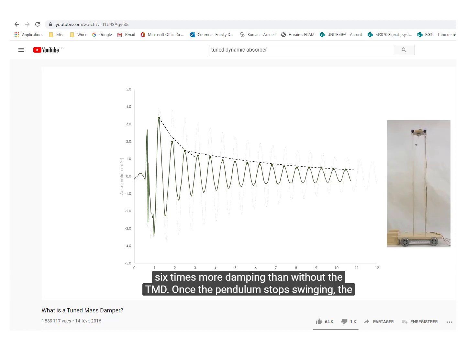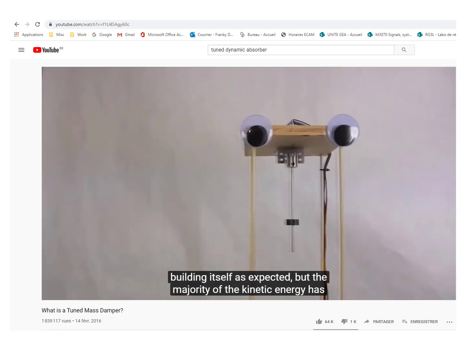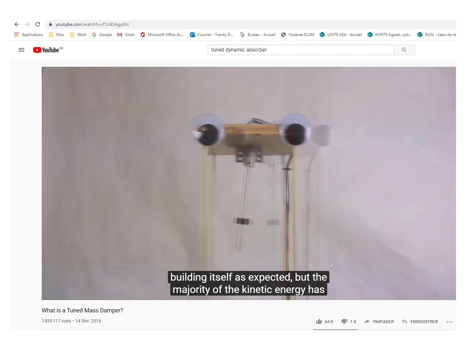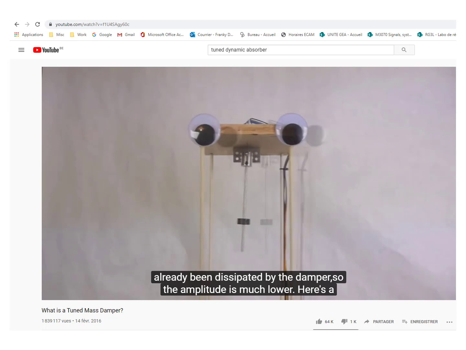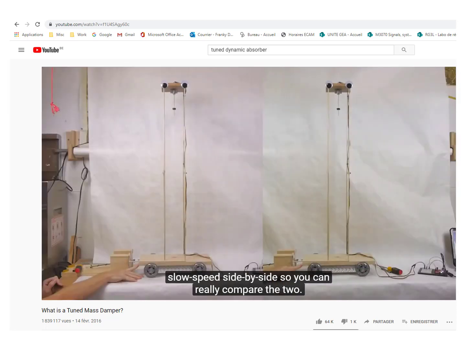Once the pendulum stops swinging, the rest of the swaying follows the approximate natural damping ratio of the building itself, as expected. But the majority of the kinetic energy has already been dissipated by the damper, so the amplitude is much lower. Here's a slow speed side by side so you can really compare the two.